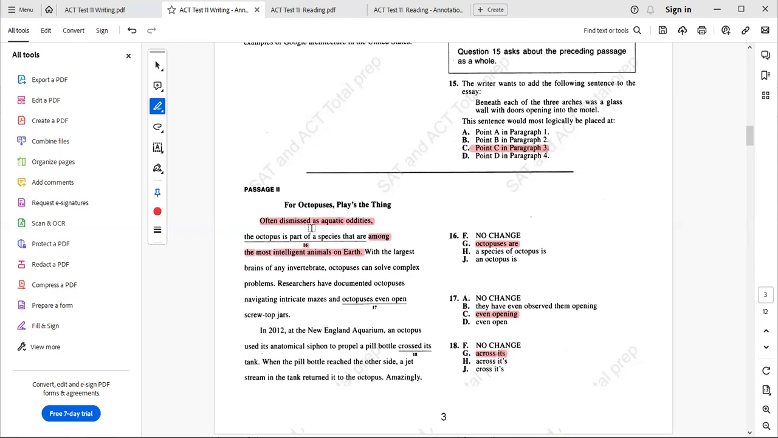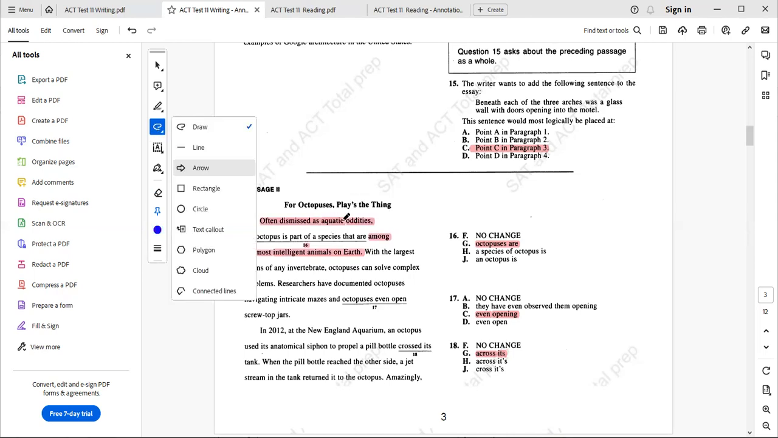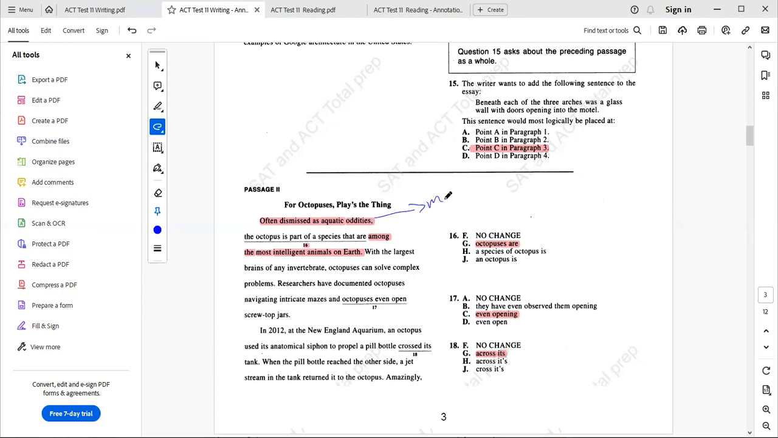Often dismissed as aquatic otitis. Take care. Also, this is a modifier. The same question of Dr. Ahmed. So I need aquatic, something described as an animal living in water. Okay, mister. It can be the octopus. So it's right. It can be octopuses. It can be species. It can be an octopus.